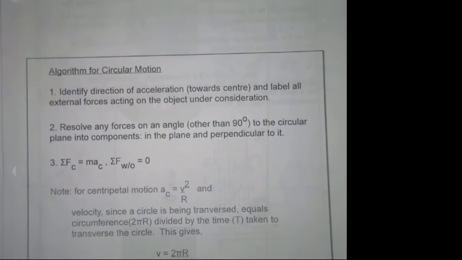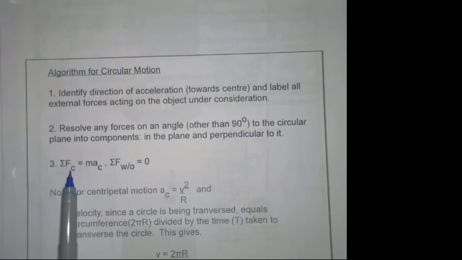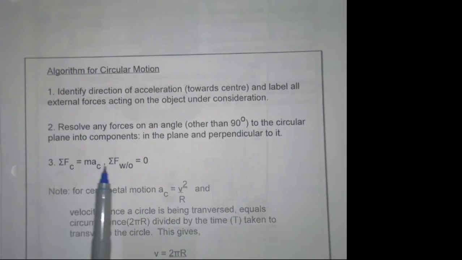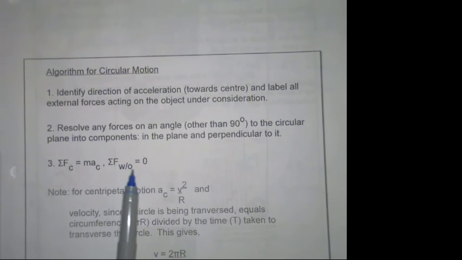Here I'm using a notation of the sum of the forces which contribute in centripetal fashion equals MAC. The sum of the forces without any effect on the acceleration, those are perpendicular to that plane, and they will sum to 0 since there's no net force perpendicular to the plane of acceleration.